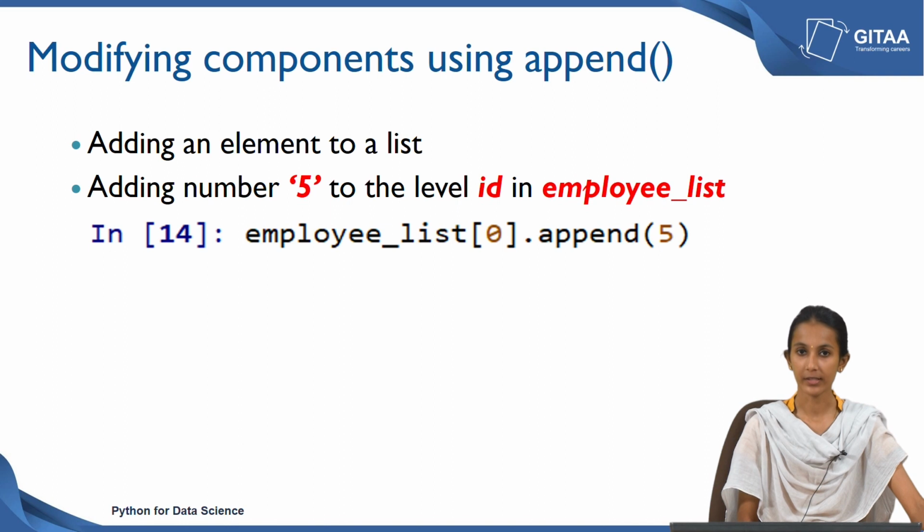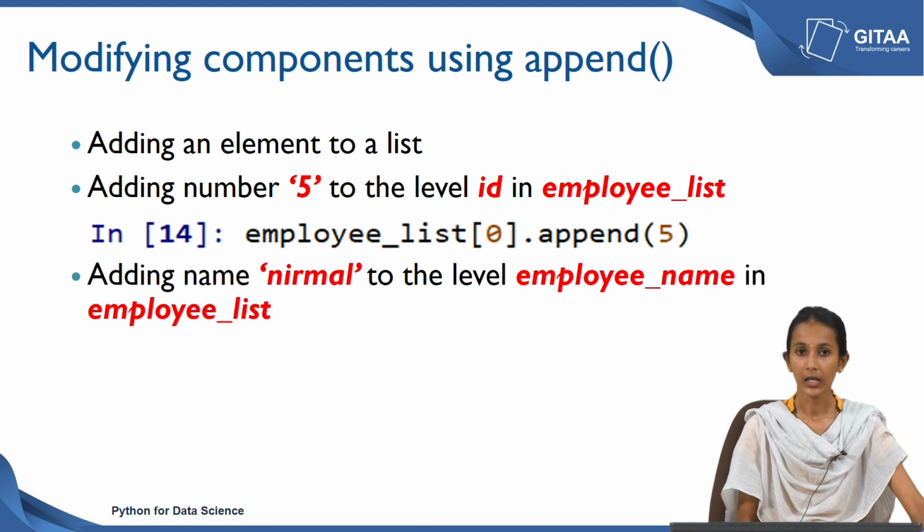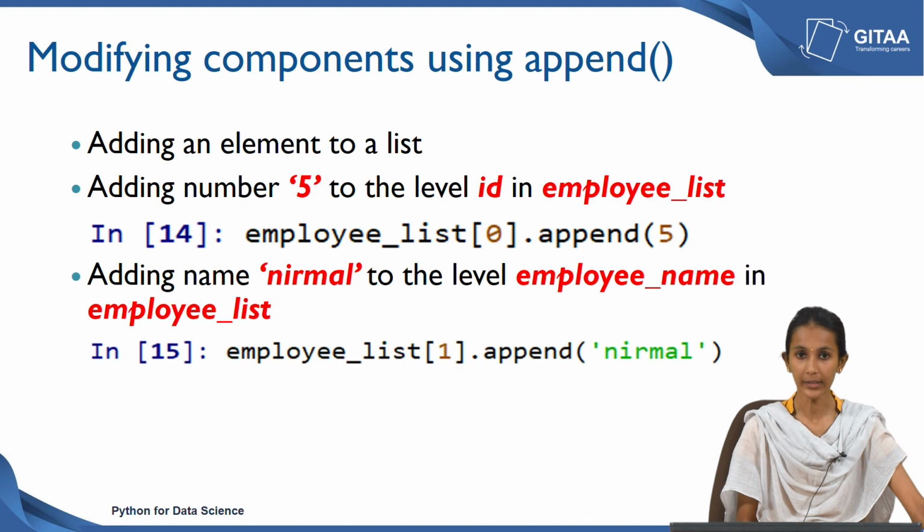So, employee_list is the list name. Inside the square brackets we have to mention the index number, which is 0, dot append of 5. Similarly, I wanted to add Nirmal to the level of employee names in the list. Employee_list, again, instead of 0 it will be 1, dot append Nirmal.